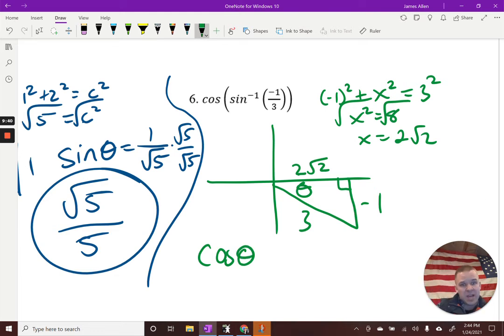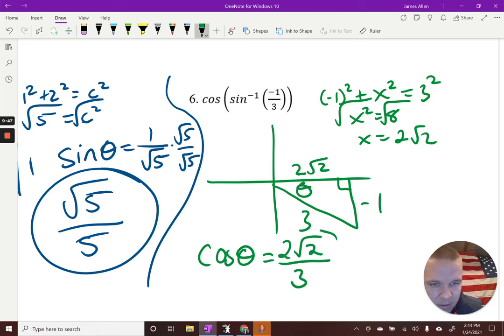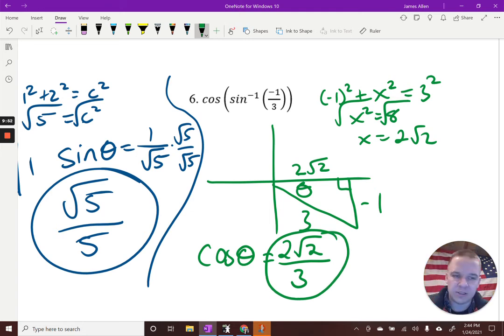Right, because I just found the angle, right? Sort of, I drew it up. Well, what's the cosine of that? Well, that'd be adjacent over my hypotenuse. And what's done is done there. We're done on that one.